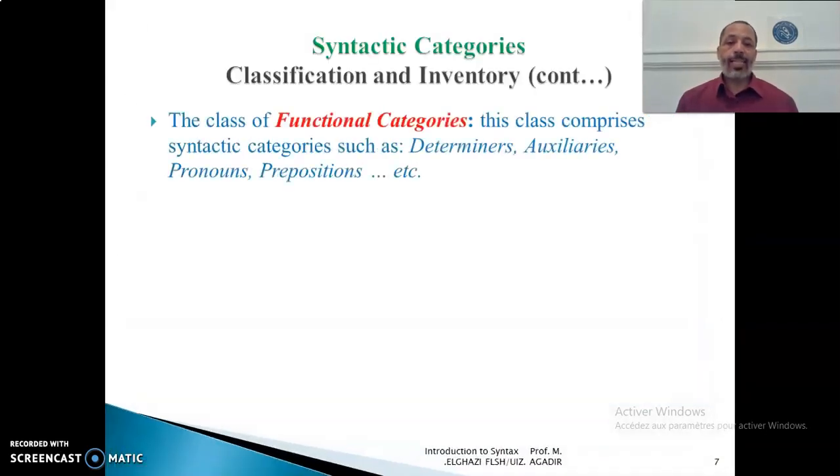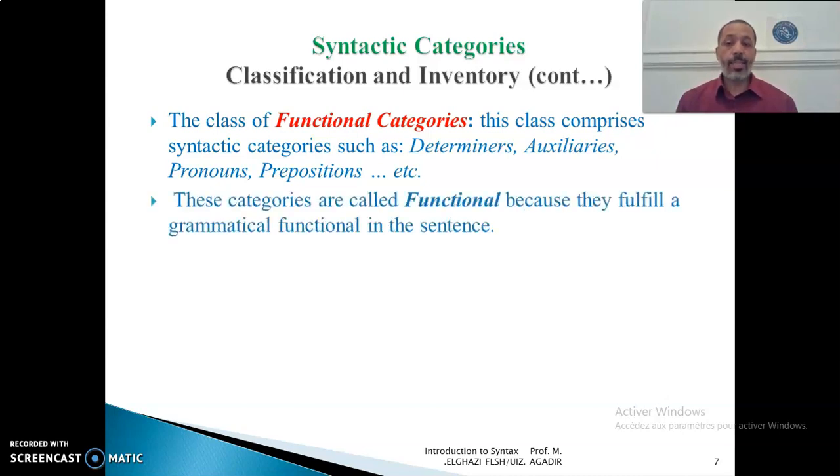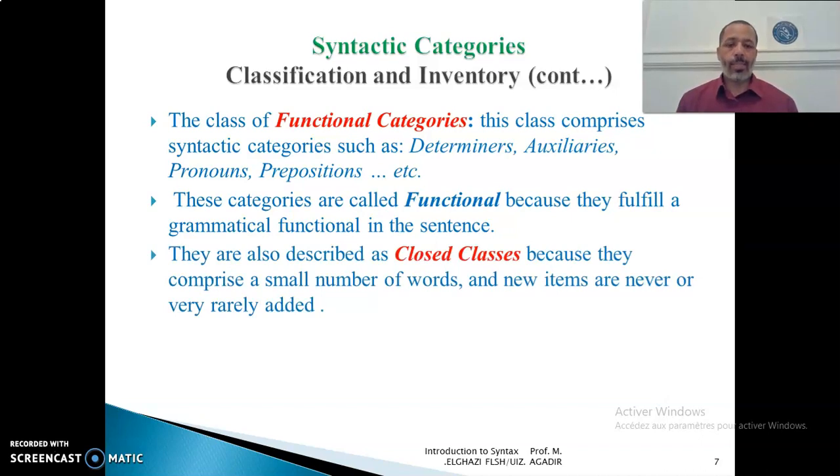Now, the second class is called the class of functional categories. This class comprises syntactic categories such as determiners, which means articles, for example, auxiliaries, pronouns, prepositions, negative markers, and so on. These categories are called functional because they fulfill a grammatical function in the sentence. They have no semantic content, but primarily a grammatical function, especially they link between the parts of a sentence.